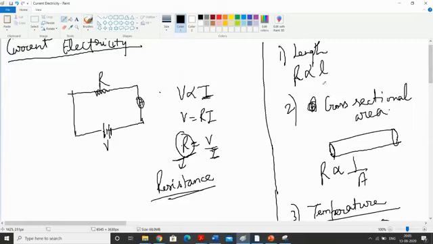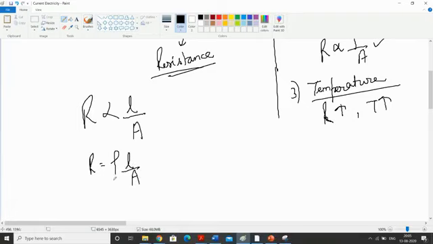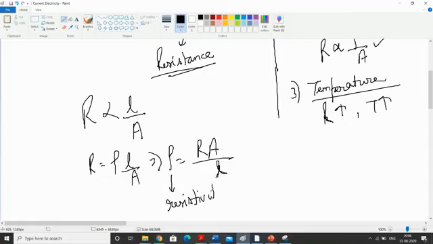So if you combine them, resistance is proportional to length and to the area, so you can write it like this: resistance is directly proportional to length and inversely proportional to area. If you remove the proportionality sign, you will get R equals rho L over A, where rho is RA over L. This rho is called the resistivity of the conductor.